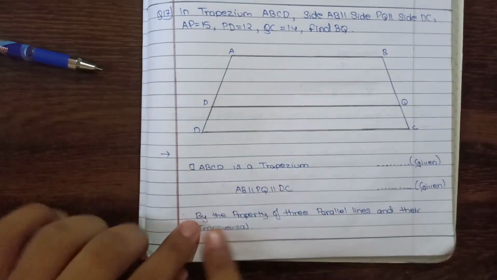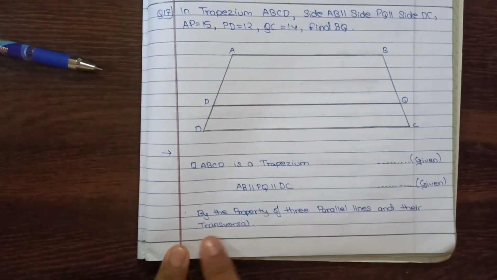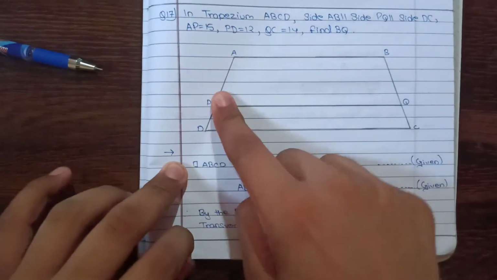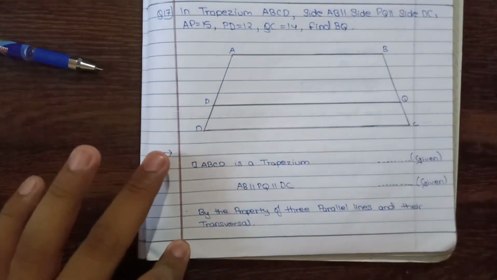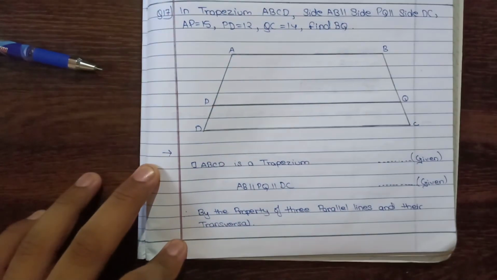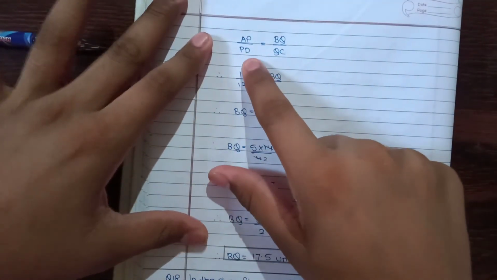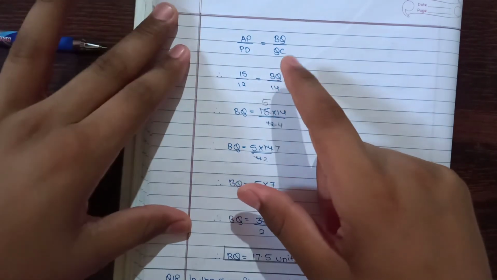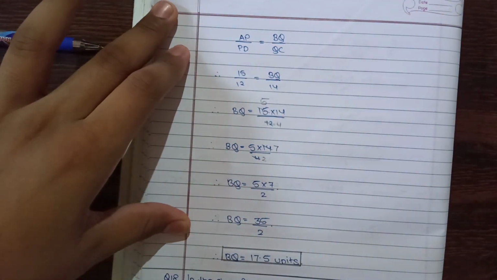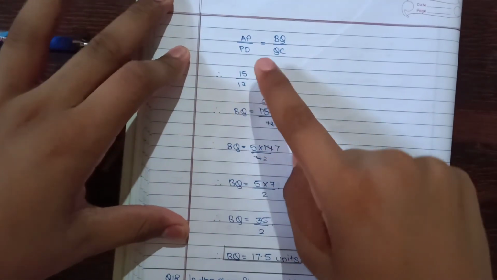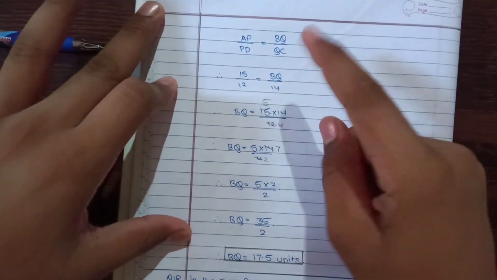So we'll apply here the property of three parallel lines and their transversal, and what we'll get is AP upon PD equals BQ upon QC, and then we'll solve it. So here we have the solution. Here I have written AP upon PD equals BQ upon QC, which I just told you a few seconds before. So we'll put in the values, which is 15 upon 12 equals BQ upon 14.